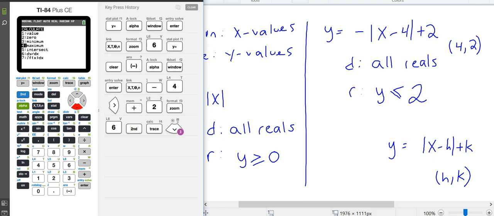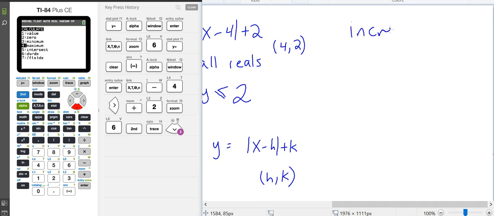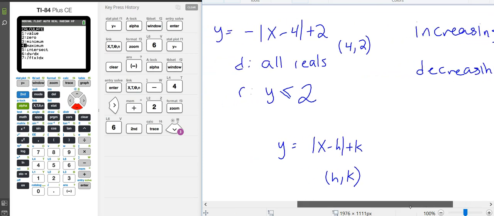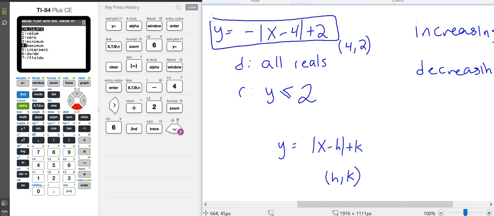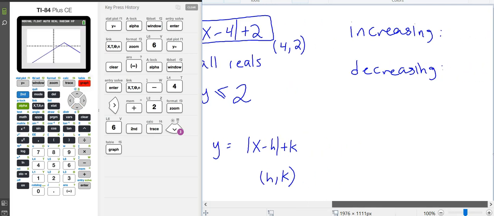Another thing you might be asked about absolute value functions is where is the graph increasing and where is the graph decreasing. Once again, the easiest way to do this is by graphing it on your calculator. And let's go back to this function that we had already graphed, y is equal to negative the absolute value of x minus 4 plus 2. We already have it graphed, so let's look at the graph. We want to know where is it increasing and where is it decreasing.